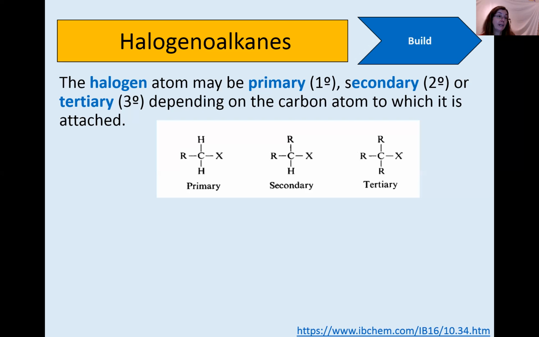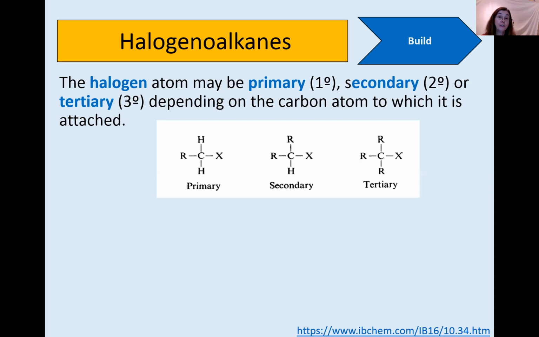If we look at the secondary group, then you can see if R is a carbon chain and an alkyl chain, and the other R is another alkyl chain, you can see that actually that carbon-halogen position has got two carbons attached to it, two carbon chains. So there's two carbons attached to the carbon that has the halogen. So we call that secondary.